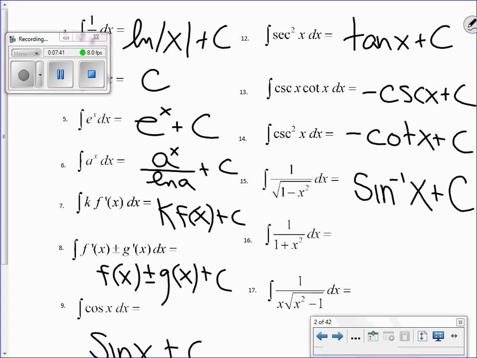All right. Ooh, the next one, there's no radical down there, and it's a plus. Which one is that? All right. Yep, the inverse tan of x plus c. Remember, the one with the plus is the tan.